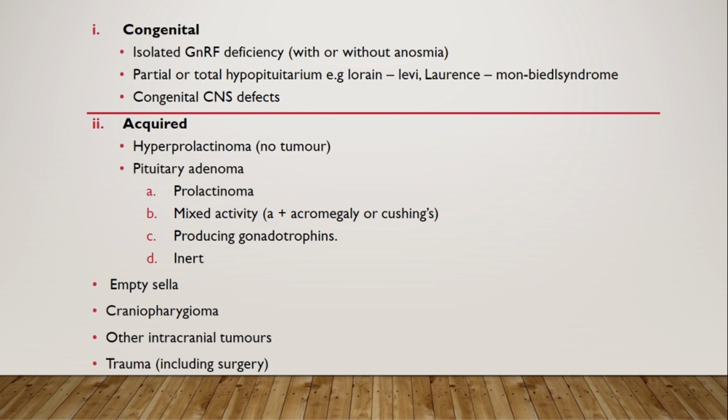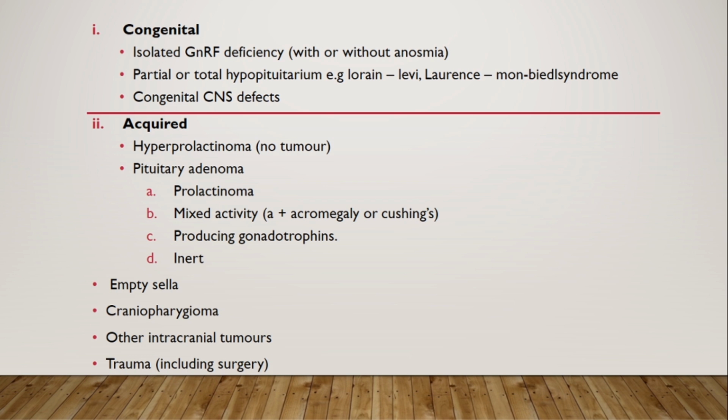They are secreting a lot of prolactin into the circulation. And we can have this in pituitary adenoma. Pituitary adenoma with prolactinoma, or prolactinoma plus acromegaly or Cushing syndrome, or patients producing gonadotropins.